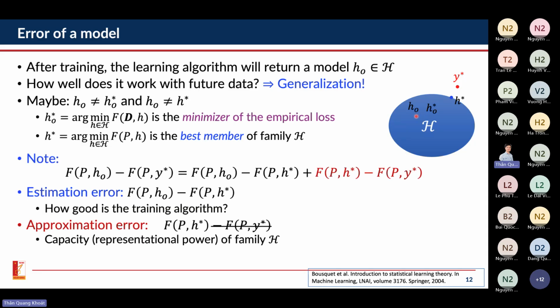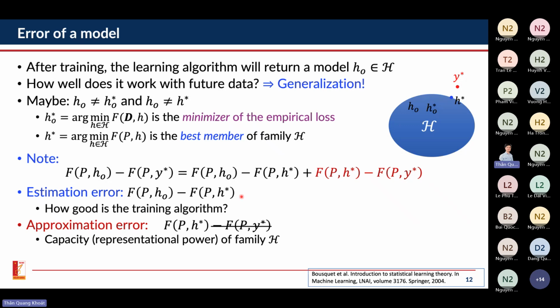So let's analyze the error. We can express the error of the trained models. We consider the difference between the error of the trained models and the error of the ideal model. And in fact, this error should be zero. So from this one, we just add one more term and subtract that term. It is similar, right? But now we arrive at two terms.